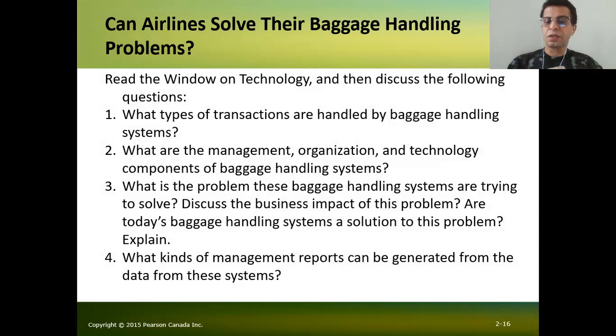What types of transactions are handled by the bag handling system? What are the management, organization, and technology components of the bag handling system? You need to look at it and think about it. What is the problem these bag handling systems are trying to solve? Discuss the business impact of this problem. Are today's bag handling systems a solution to this problem? What kind of management reports can be generated from the data?